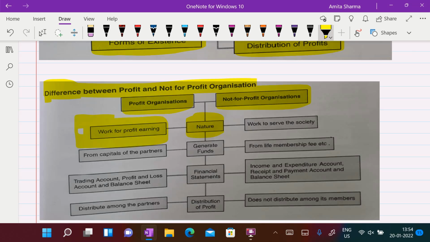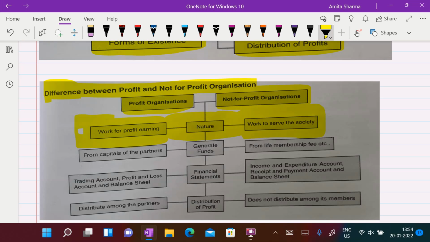Not for profit organization, as I told you students, is service to the members, service to the society, to serve the public either free of cost or through much discount. So they don't work for profit but they work for the society. They serve the society. So we can differentiate on the basis of their nature: profit organizations work to earn profit, and not for profit organizations work to serve society.